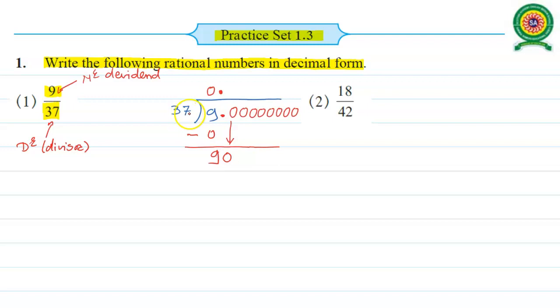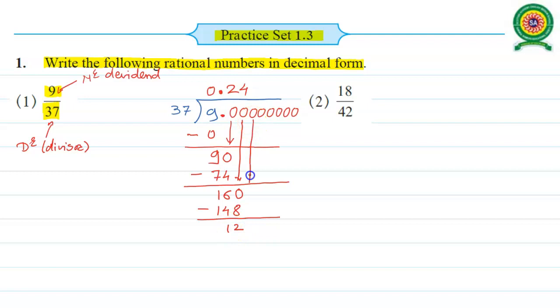37 twos are 74. We are in division, so we are doing the subtraction. 90 minus 74, we are getting 16. The next 0 comes down, it generates 160. 37 fours are 148. So after subtracting, we have the remainder 12.